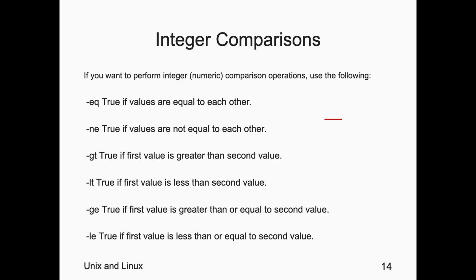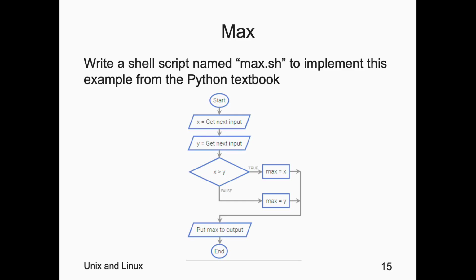When comparing numbers, you're not going to use the normal equal sign. You'll actually use -eq, and this value will be true if the values are equal to each other. On the flip side, if you use -ne, it'll return true if the values are not equal to each other. Then we have our greater than, less than, greater than or equal to, and less than or equal to. For part of your homework assignment this week, I'd like you to write a script called max.sh that will take in two numbers and print the larger one. As a hint, you might want to use that -gt or greater than operator that we just went over in the previous slide.